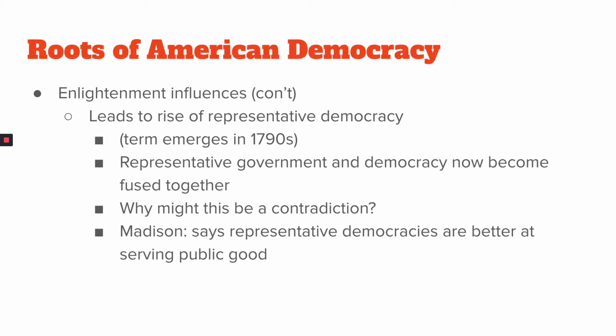Now, there is a contradiction here because, as James Madison will articulate, representative democracies are, yes, better at serving the public good, but we really don't want too much of that democratic influence in our representative government, because if we let too many people get involved, says Madison, then it could become chaotic. And the will of the masses, which he regards as not very educated. In fact, a lot of the founders were a little bit skeptical of the will of common people. They believed that potentially they could be influenced by demagogues.